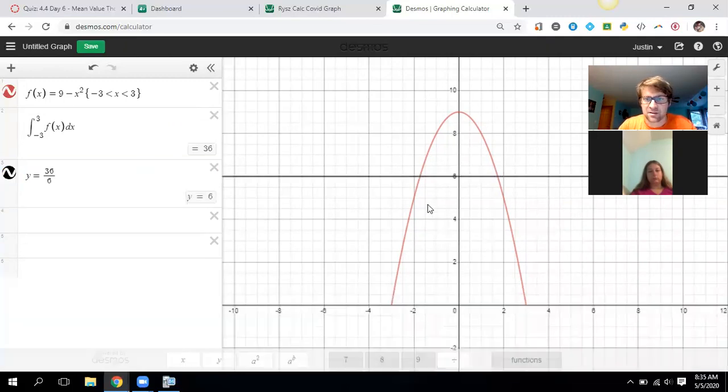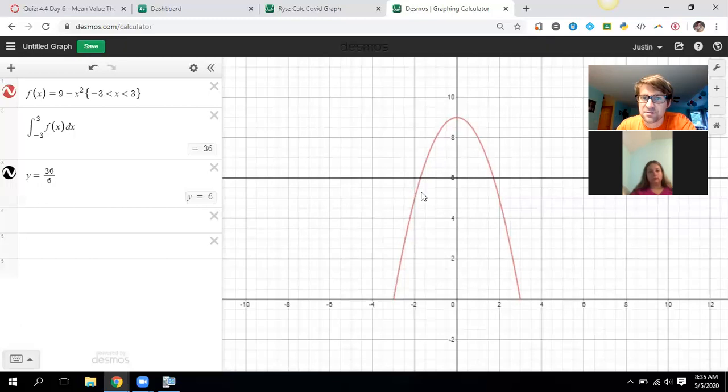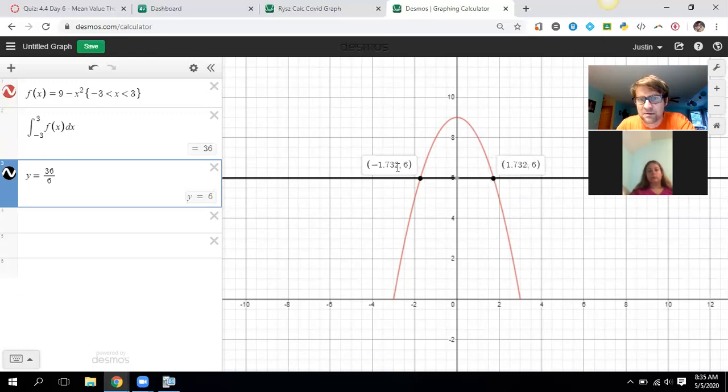Which is 6. So we get the equation y equals 6. What we're doing here is to figure out, okay, here's our equation, here's the average value. When do they equal? And we can just click on them and we get our answers: 1.732, negative 1.732. I guess it doesn't go to the 4th decimal place, but there we go.